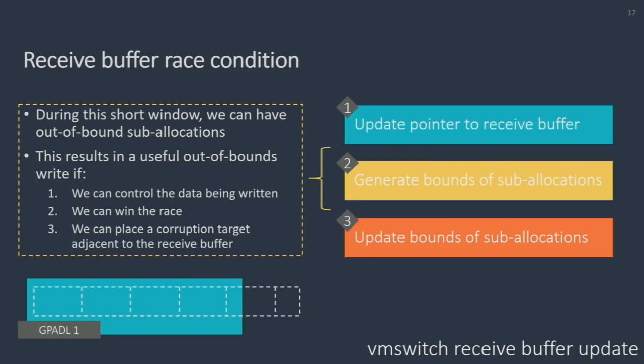Because as mentioned earlier, we do have these Rndis worker threads that are running in the background, working on Rndis packets. And so if those are running while you update these sub-allocations and you can somehow make them write to the receive buffer as the sub-allocations are being generated, then you'll be able to write data out of bounds. And so that's basically the vulnerability.